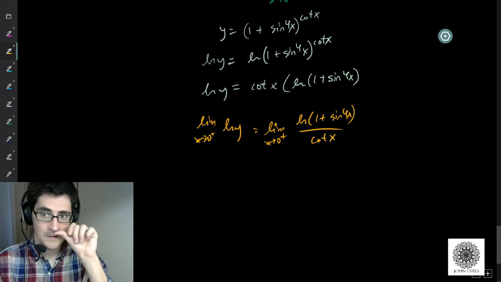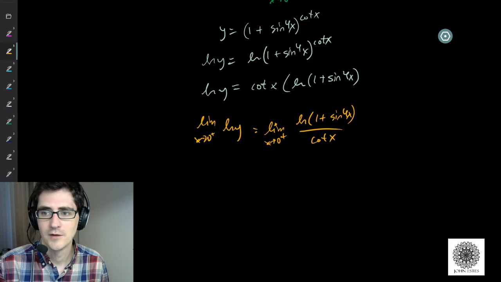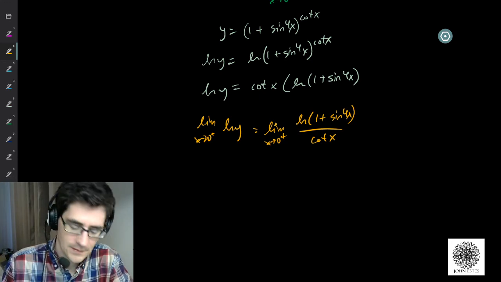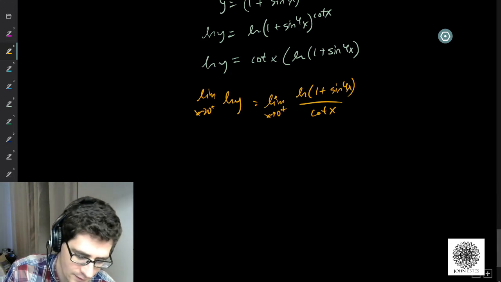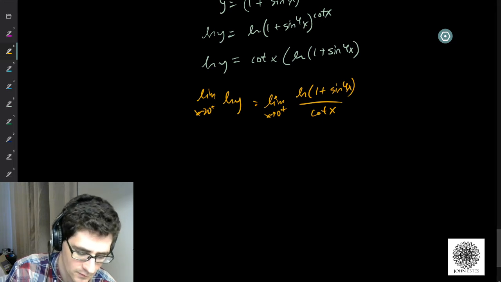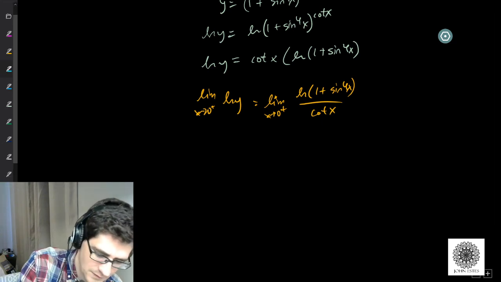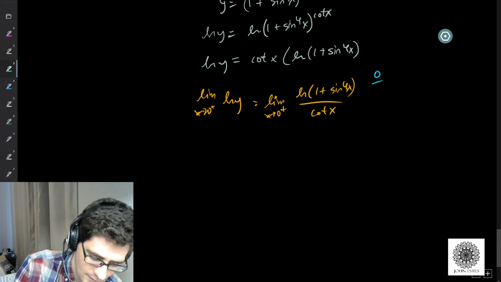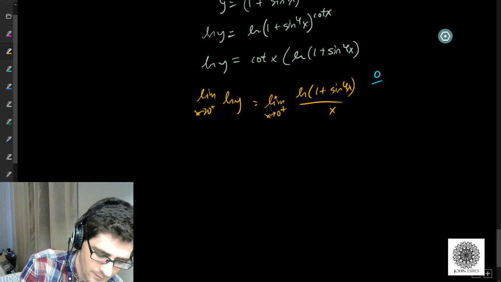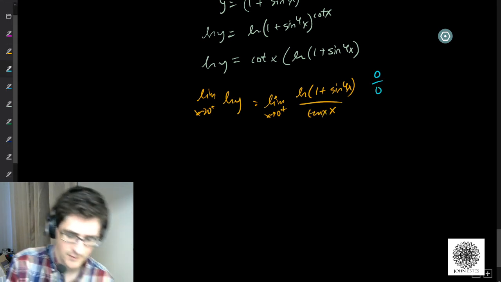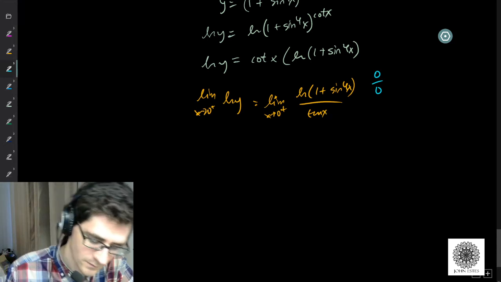Okay, now I believe I have an indeterminate form. So let's think about it. As x approaches 0, in the numerator I have ln of 1 plus 0. Ln of 1 is 0. So in the numerator I have 0. And, oops, I wrote cotangent. I meant tangent down here in the denominator. Tangent x is 0 at 0. So there I have a 0 over 0 form. And now I can use L'Hopital's rule.